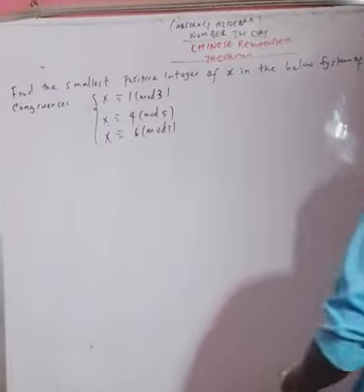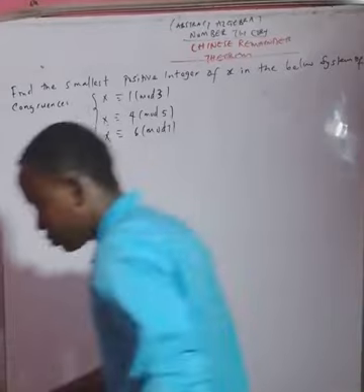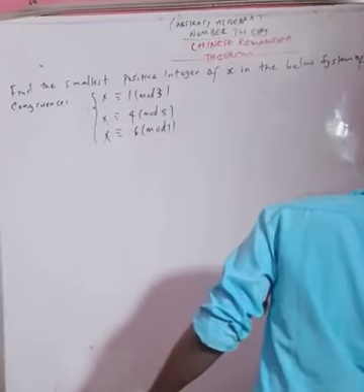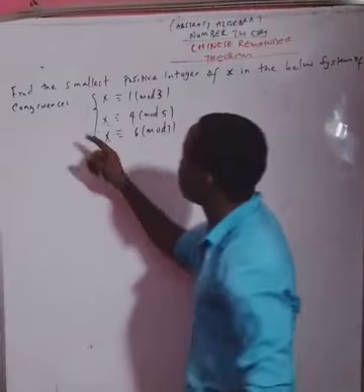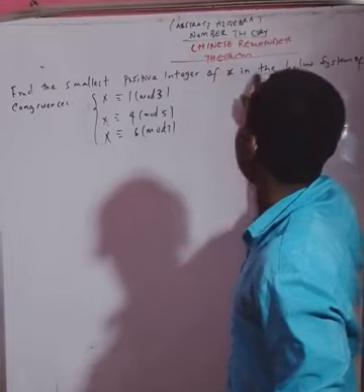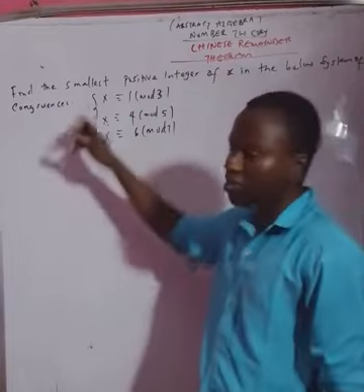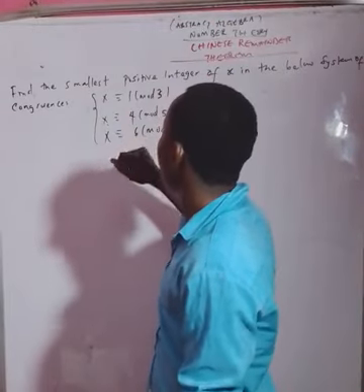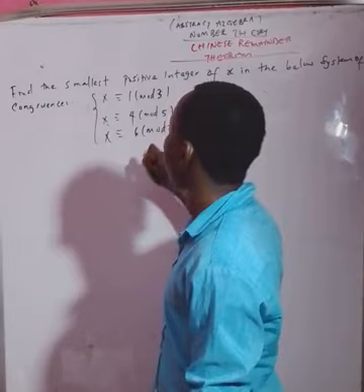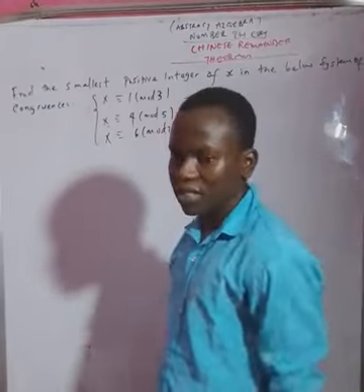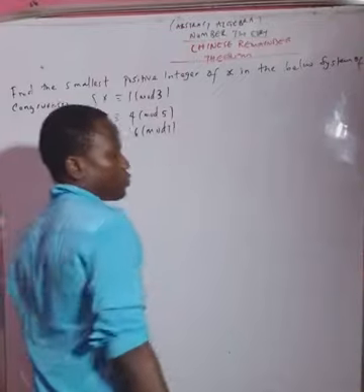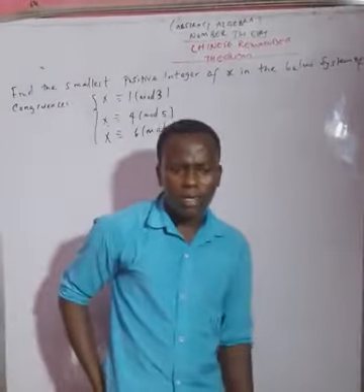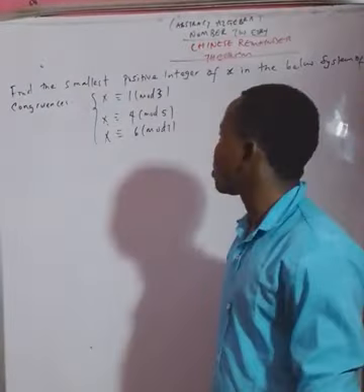The question says: find the smallest positive integer x in the below system of congruences. So you have x is congruent to 1 mod 3, x is congruent to 4 mod 5, and x is congruent to 6 mod 7. Then how are we going to solve this question? Okay, now let's start solving the question.